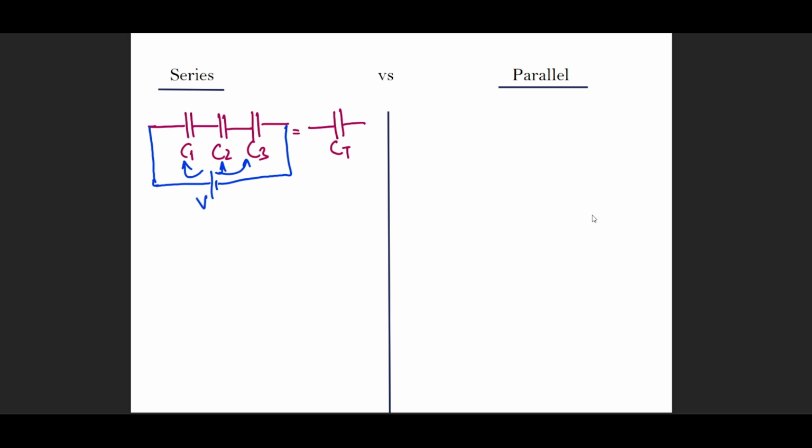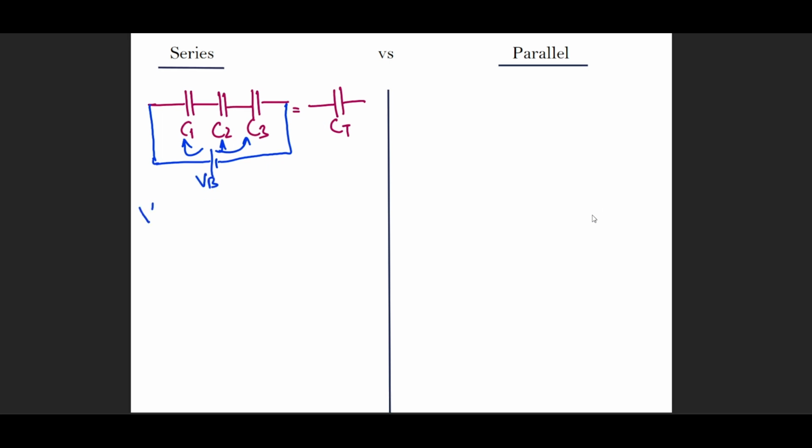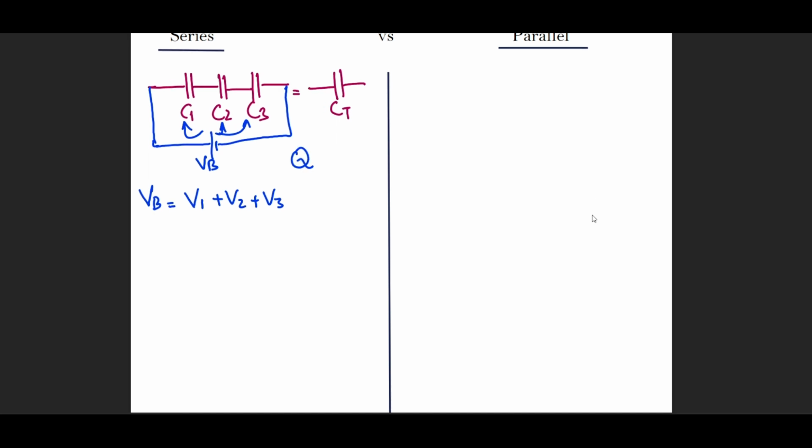So I can say that if, let's say, this is the voltage of the battery, then the voltage of the battery is equal to V1, as in the voltage of capacitor 1, and consequently V2 and then V3, right? All right, so now we have the equation Q equals CV. Making V the subject of the formula, we land at Q divided by C.